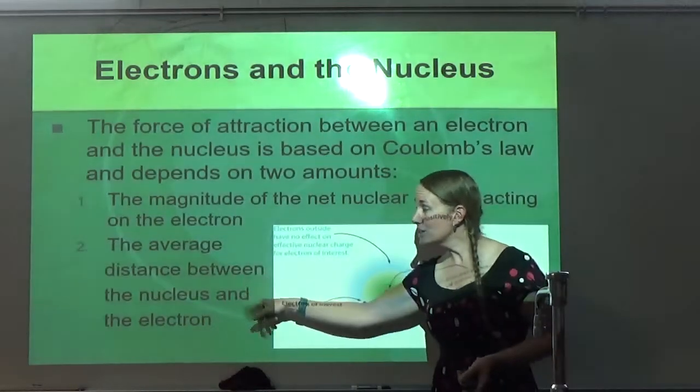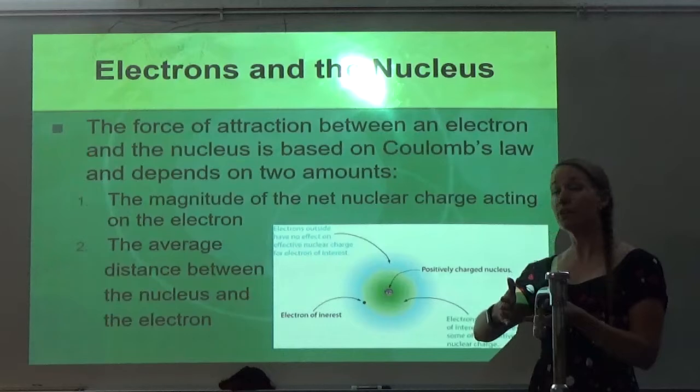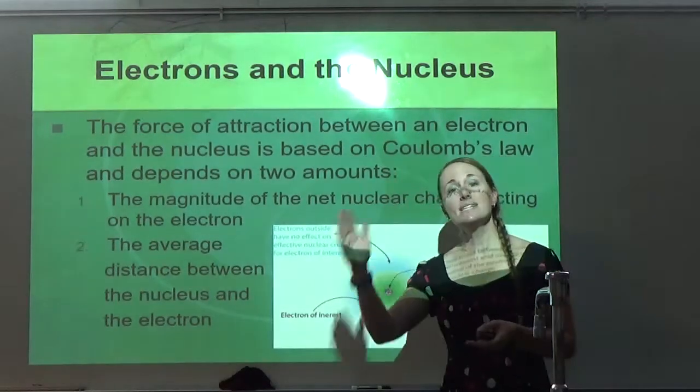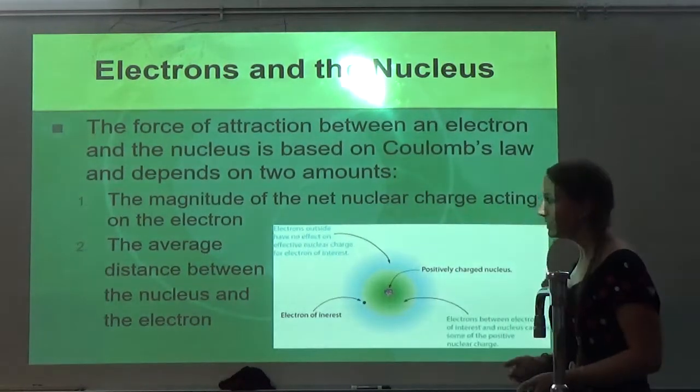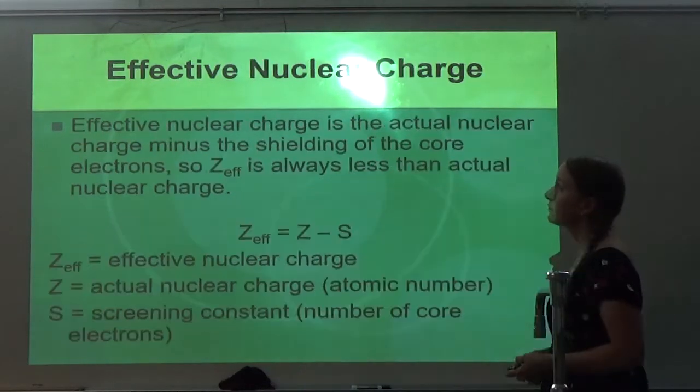And then the average distance between the nucleus and the electron. Are the electrons in the first energy level and they're very close to the nucleus, or are they in the 6th energy level and they're far from the nucleus? Those are what determine all of the periodic trends.